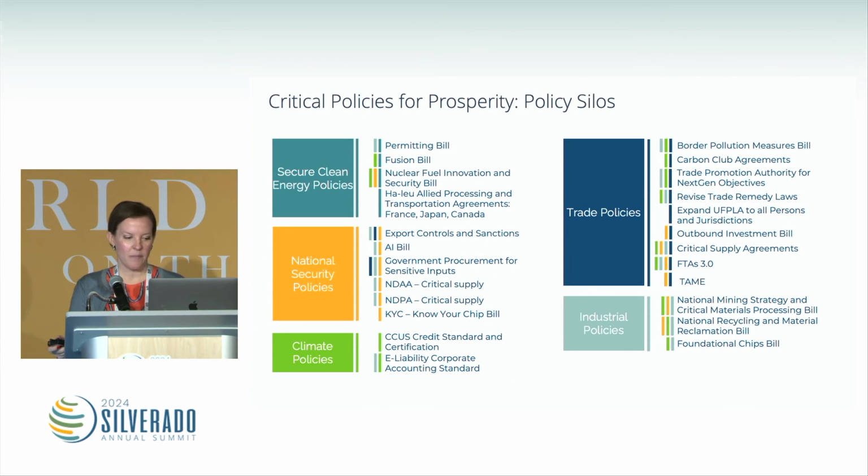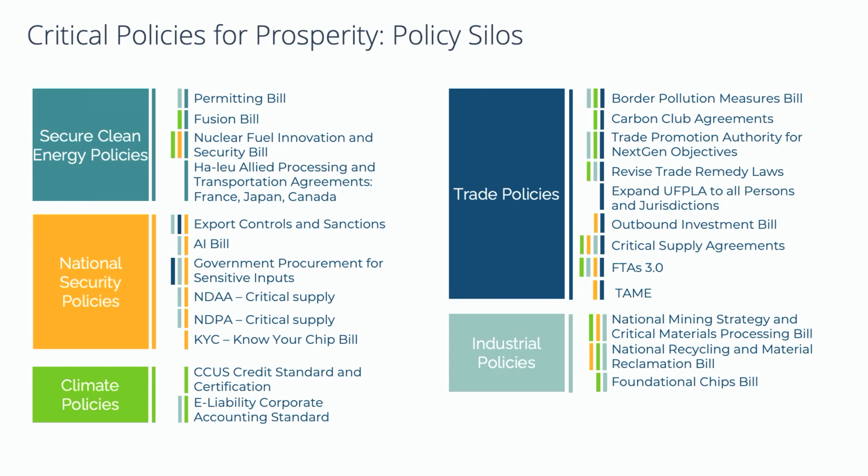Okay, so now we're getting to the exciting part. What are we going to do about all of these things, and how do they relate with each other? If we look at some of the things we might consider to build a more effective national security, economic security, and climate security matrix in the U.S. government and with the U.S. private sector, we see a couple of things. First of all, we have 5 major policy silos. This is where these policies live, right? But these policies also have their primary objective, which might be secure clean energy policies, national security policies, climate policies, trade policies, and industrial policies. But they also have impacts on other spheres as well.